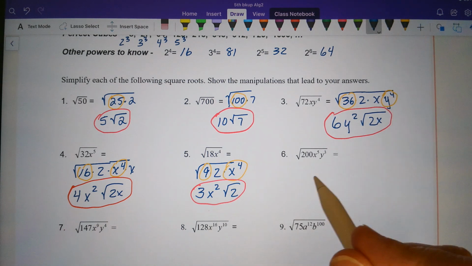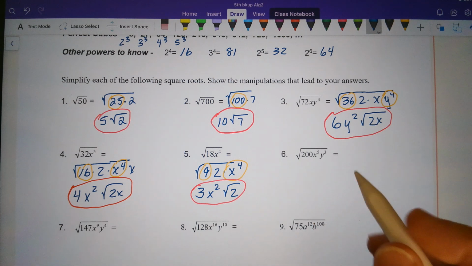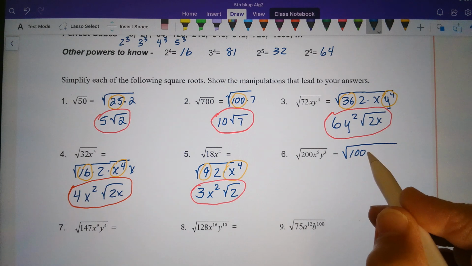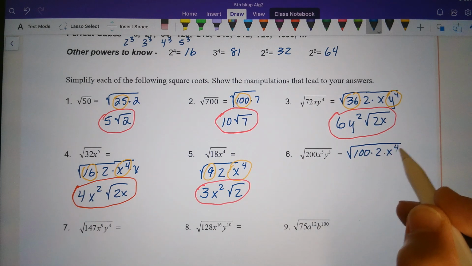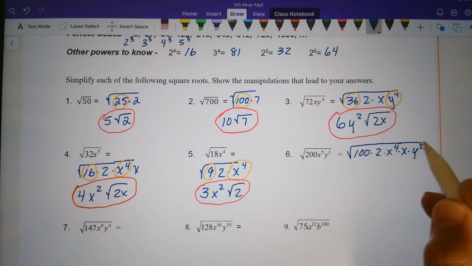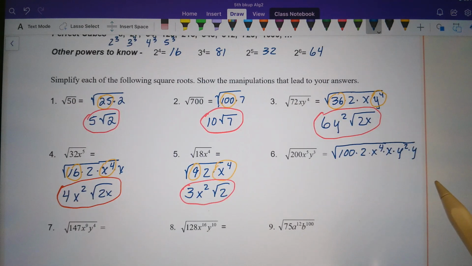Number 6, square root of 200x to the 5th, y to the 3rd. Okay, 200, that's 100 times 2. X to the 5th we will break down into x to the 4th times x, and y to the 3rd will break down into y to the 2nd times y. We can take the square root of even powers.